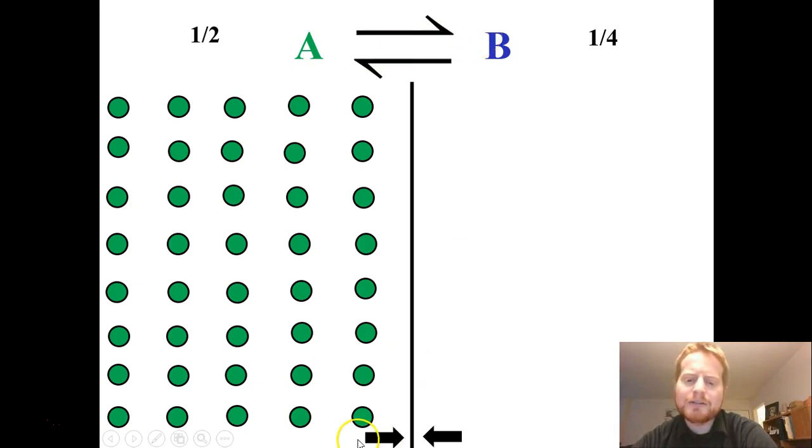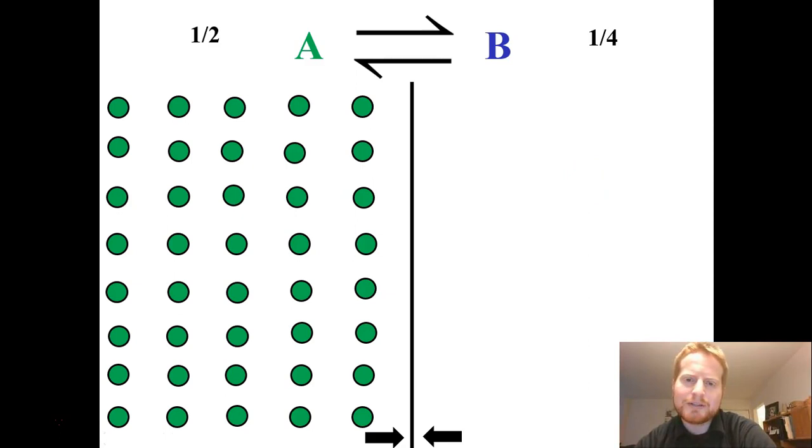And our arrows down here are going to show how many particles actually transferred. So whatever number is right here will show how many reactants went to products. And whatever number is right here will show how many products went to reactants. So we're going to say half of our reactants change each time and a quarter of our products go back each time. So let's see what happens.